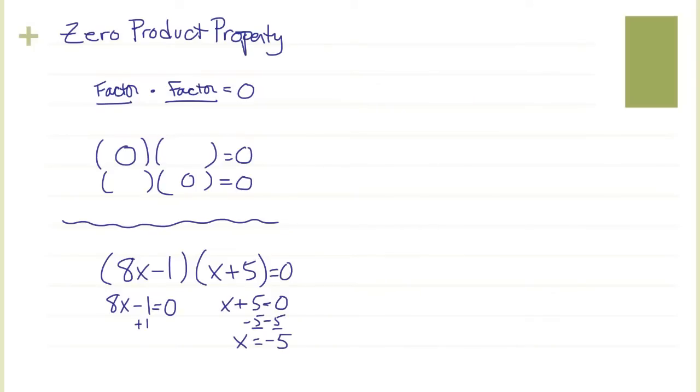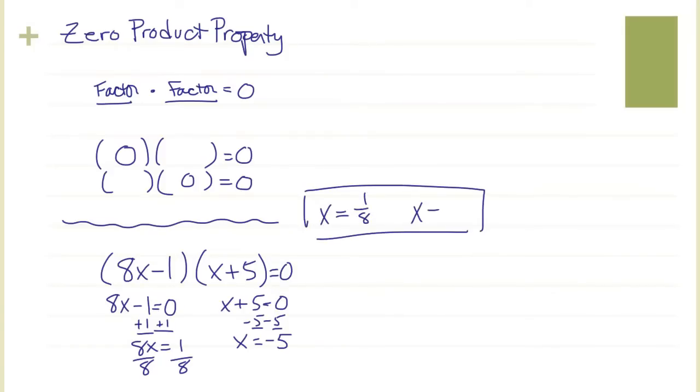This one we have to do a couple steps, and we're going to have fraction answers. That's okay. So my two answers would be x equals 1/8 and x equals negative 5. So those are the two answers.